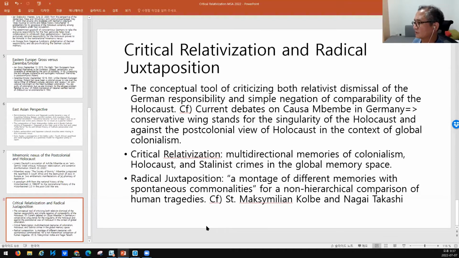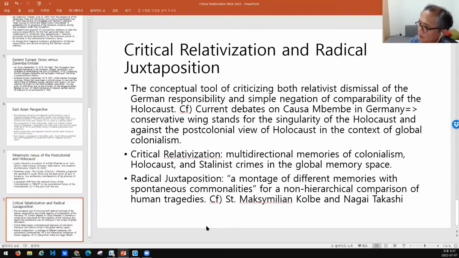And one of the interesting things is that in the current debates of the Mbembe controversy in Germany, it is the conservative wing who stands for the singularity of the Holocaust and against the post-colonial view of the Holocaust in the context of global colonialism. This means that in the mid-1980s, it was rather the conservative right-wing revisionists who stressed relativization, but the conservative wing nowadays stands for the singularity of the Holocaust while denying comparability.